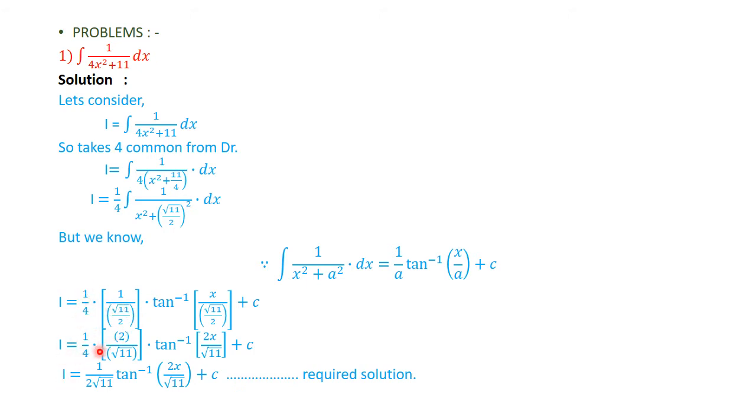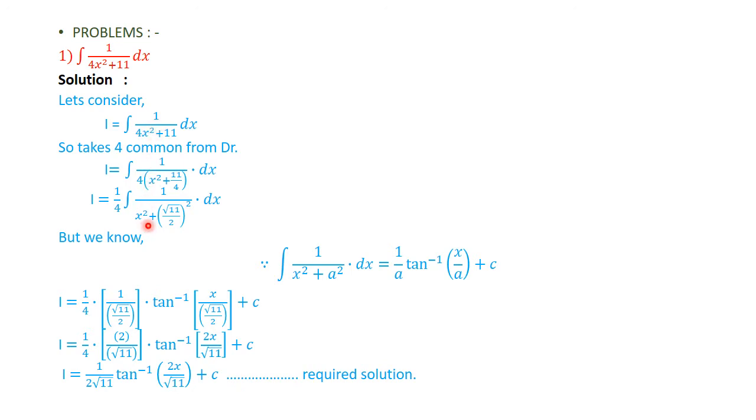Now 2 2s are 4, we can cancel, and inverting it we get 2 by root 11, so that is 1 by 2 root 11. Here tan inverse, inverting it, of 2x by root 11 plus c, as the denominator goes to the numerator. Hence we get the answer: 1 by 2 root 11 tan inverse of 2x by root 11 plus c. This is the required answer.